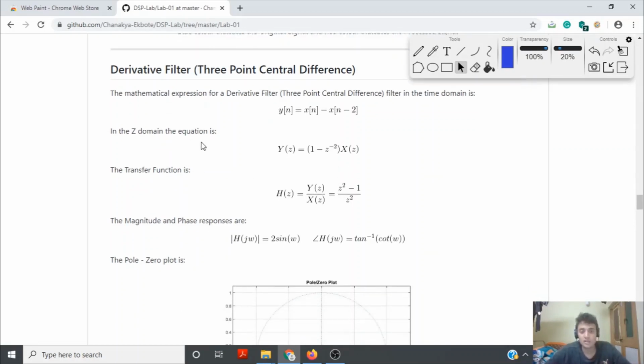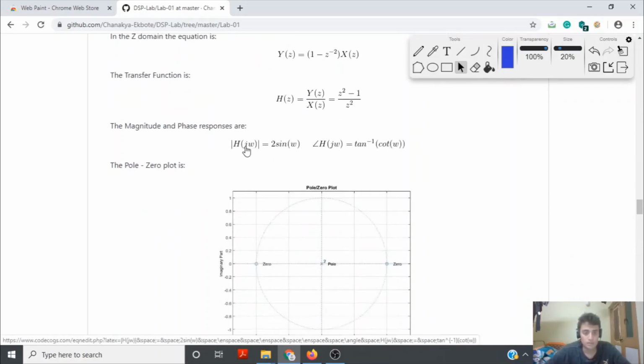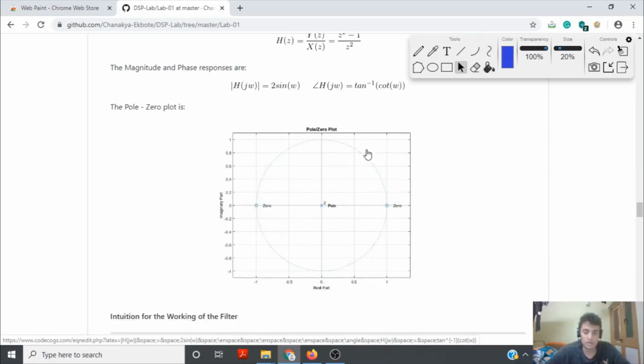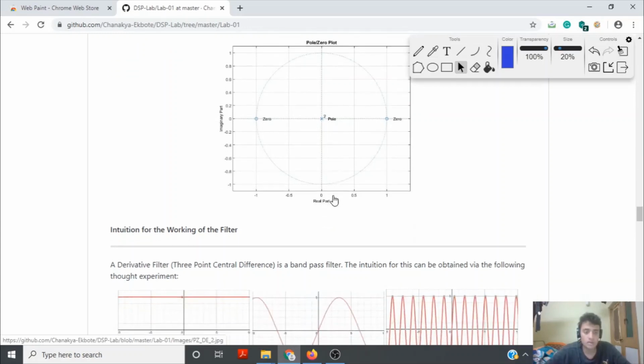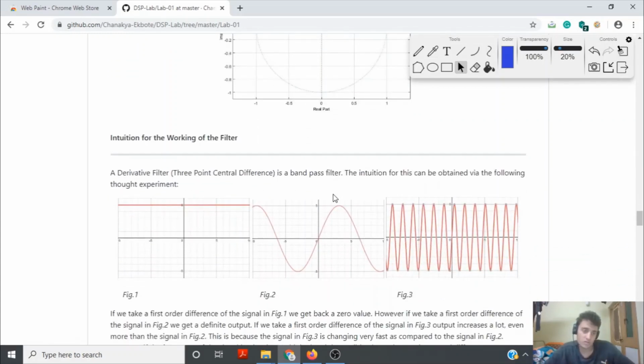In the z domain, the equation is this, and the transfer function is (z squared minus 1) upon z squared. So there are two zeros and two poles. The zeros lie at z equal to 1 and z equal to -1, and the two poles lie at 0. The magnitude and phase responses can be obtained from the same procedure as before, and this is the diagram of the poles and zeros. Now, intuition of why the filter is a band pass filter.